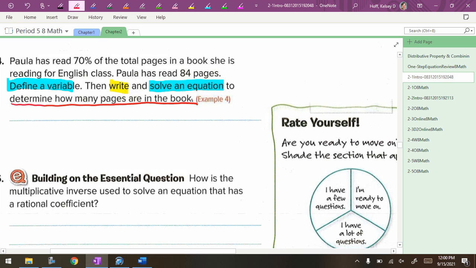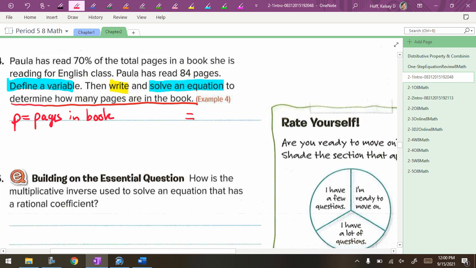P. What is P going to stand for? Pages in the book. When we write equations with that equal sign, you're telling me whatever you write on the left side of the equal sign means the same exact thing on the right side.